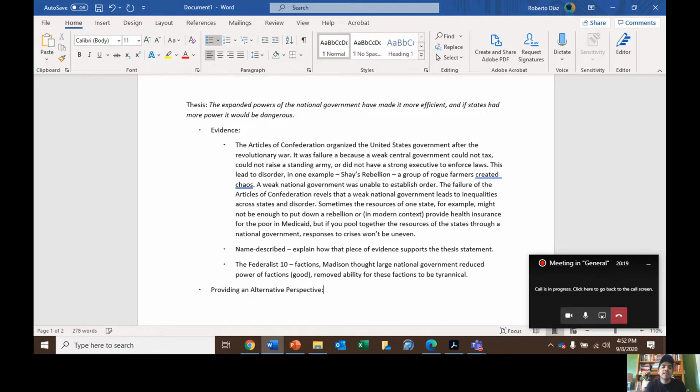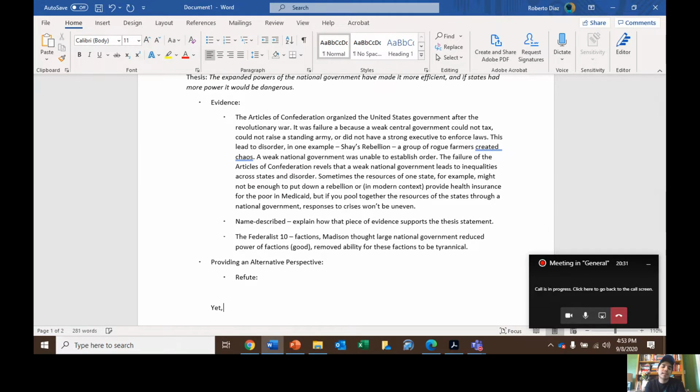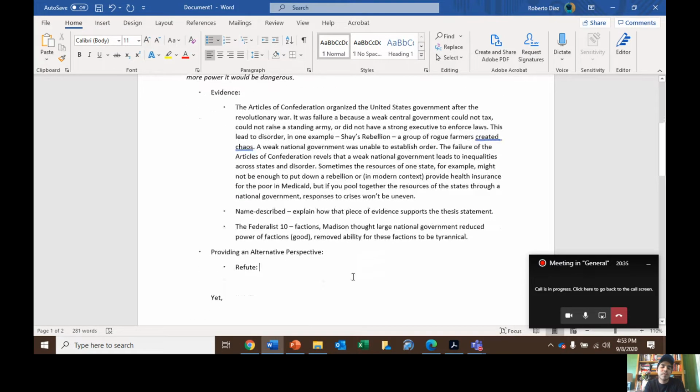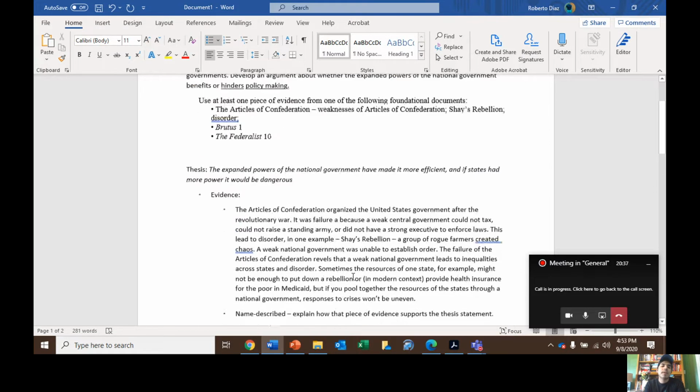Providing an alternative perspective is the hard part, and it's what we did not get time to do in class today. I'm going to teach you how to refute an alternative perspective. We're going to use the word yet. This is super important because this tells me that you're really considering what some of the alternative arguments are themselves to this essay.